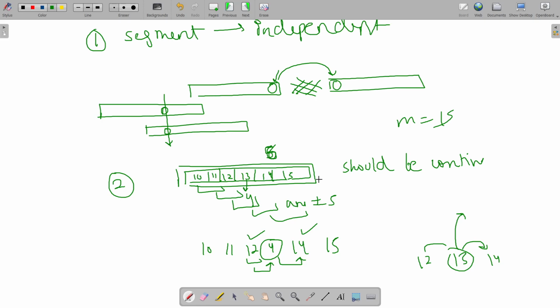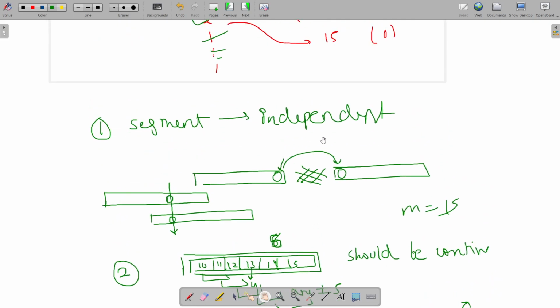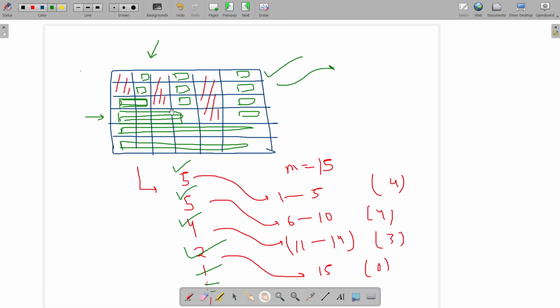So if you are placing elements on a segment, in this segment or in this segment, whatever segment, you need to place them in a continuous manner. There should be no empty spaces in a segment also.